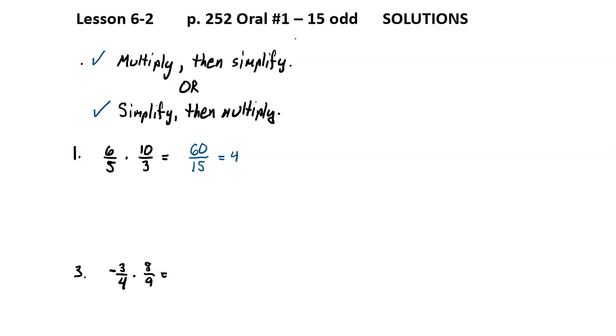Now, the same problem could be done using the second method. Let me rewrite the problem. 6/5 times 10/3. And I'll multiply these fractions using the second method, and we can then compare which one was faster, which one was more efficient. In the second method, you simplify the fractions first and then multiply. Simplifying fractions, we know from the last lesson, involves canceling common factors top and bottom.